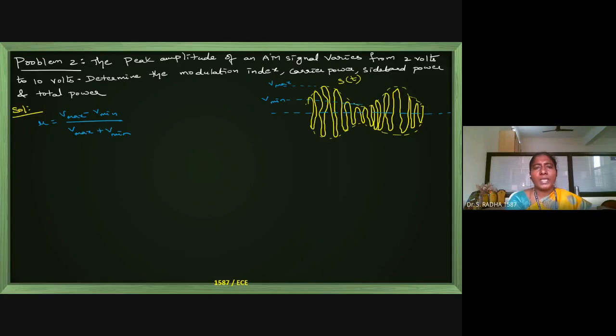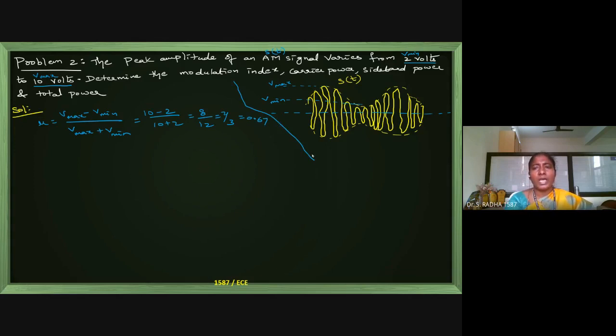Now the peak amplitude of the AM signal, amplitude modulated signal means S of t, varies from 2 volts to 10 volts. Okay, 10 volts is the V max and 2 volts is the V min. And now we will take it as 10 minus 2 divided by 10 plus 2, which is 8 by 12 or 2 by 3 or 0.67. So 0.67 is the value for modulation index.